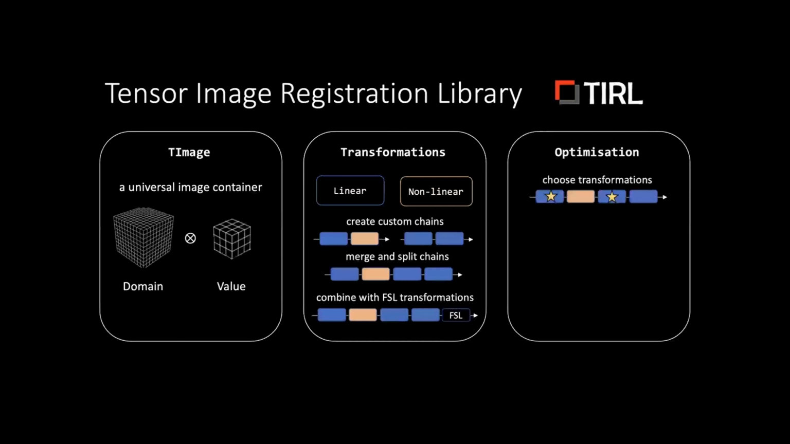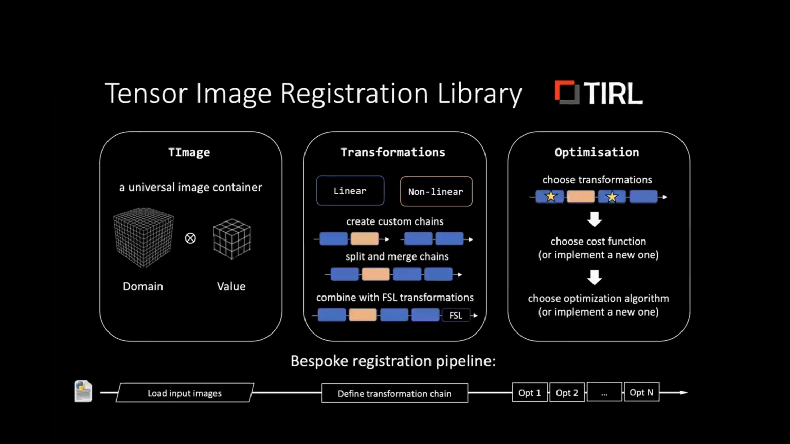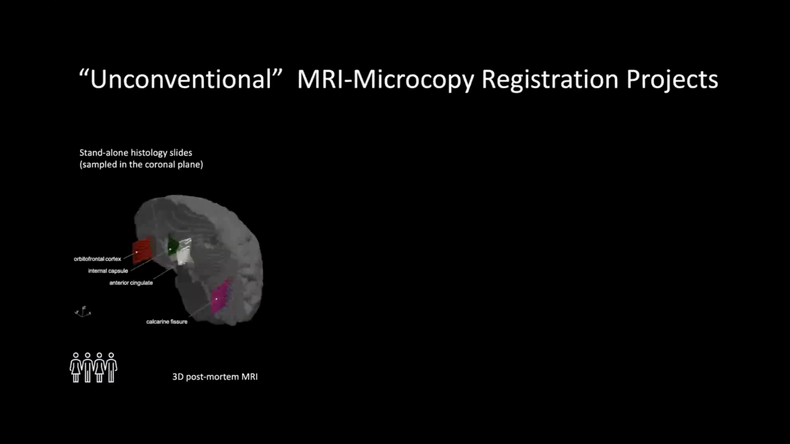And then for optimization, choose which transformations you want to optimize, choose a cost function, choose an optimization algorithm, and that's what defines your registration script. So what TIRL has is a collection of these registration scripts for which we made these choices, and they are suitable for particular applications, of which I'll be showcasing 3 in this talk.